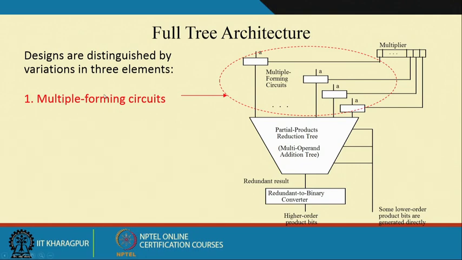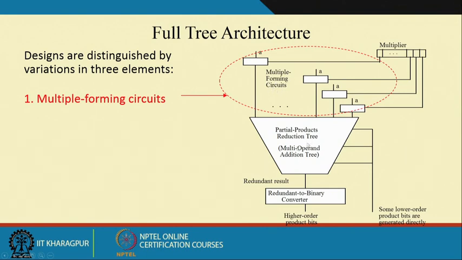One part is this multiple forming circuit. Multiple forming circuit is nothing but the generation of the partial products, so this can also be named the partial product generation unit. Those are nothing but the AND operation, because each bit of the multiplier is ANDed with each bit of the multiplicand. That is why those are the multiples, and why this particular circuit is named the multiple forming circuit.